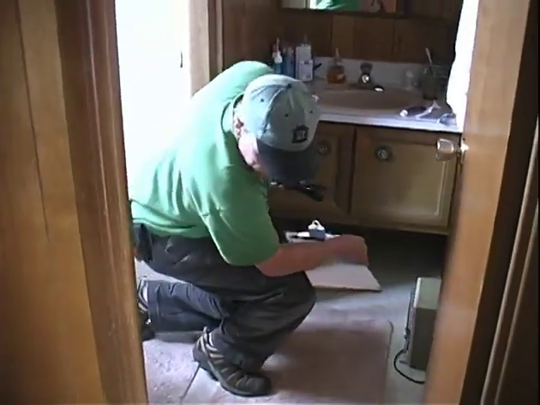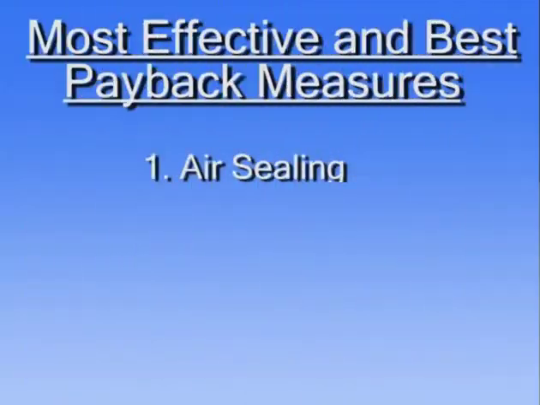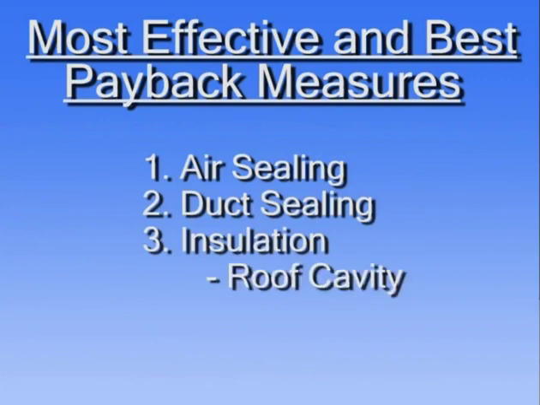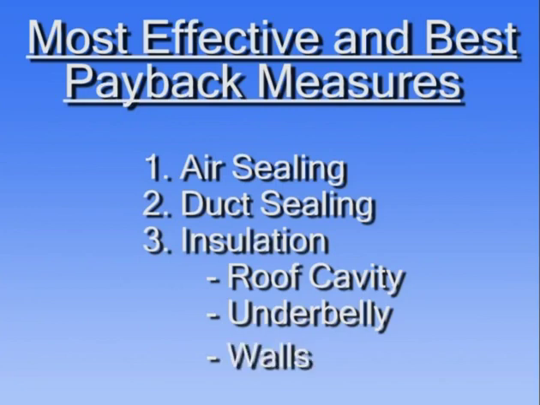This isn't necessarily easy. Most often, blower door guided air sealing and duct sealing pay back first and have the most effect on a home. Next, insulation. Insulating the roof cavity first, then the underbelly, and then possibly the walls have the most effect. Once you prioritize all your measures, this becomes your work order.